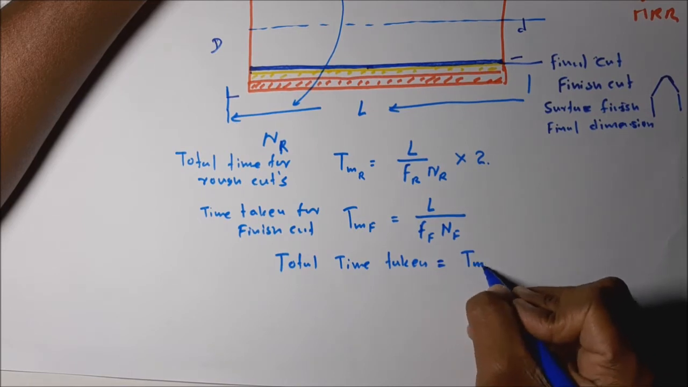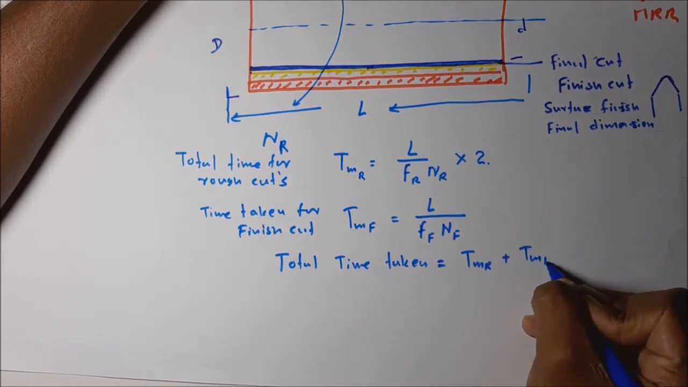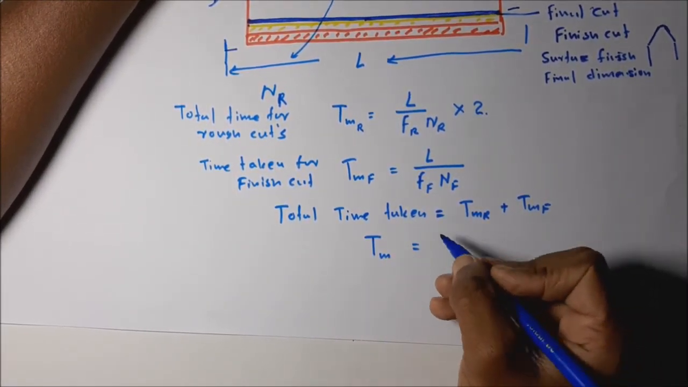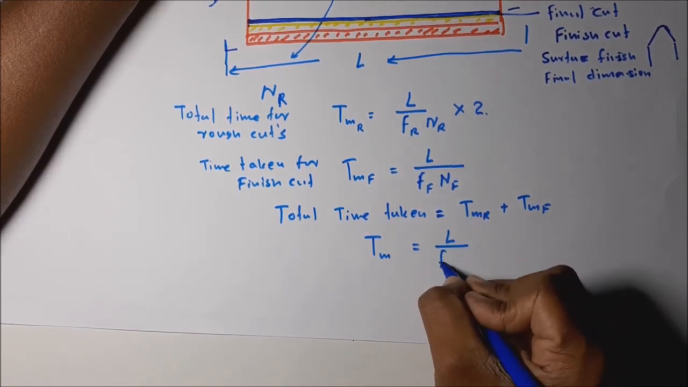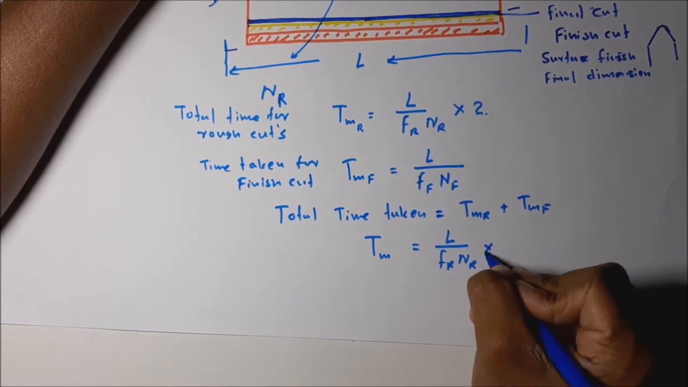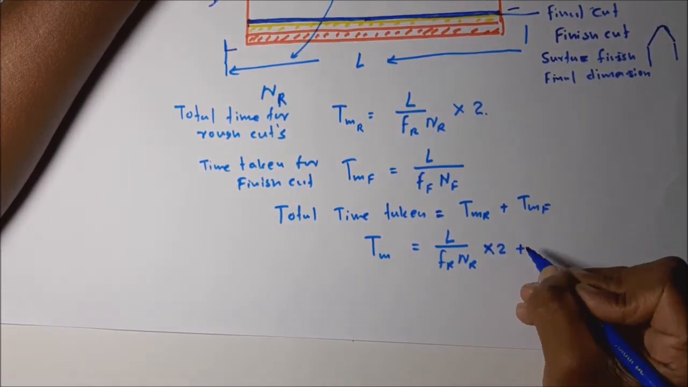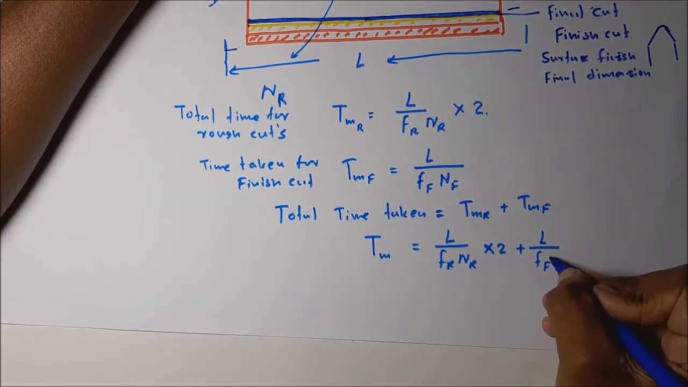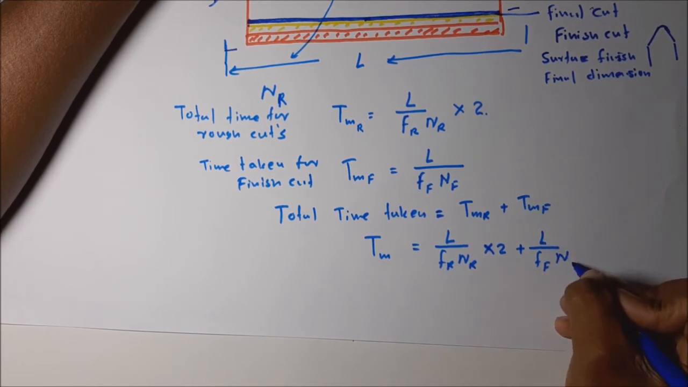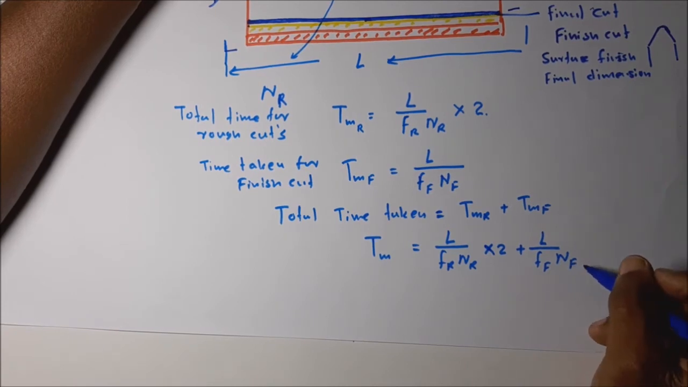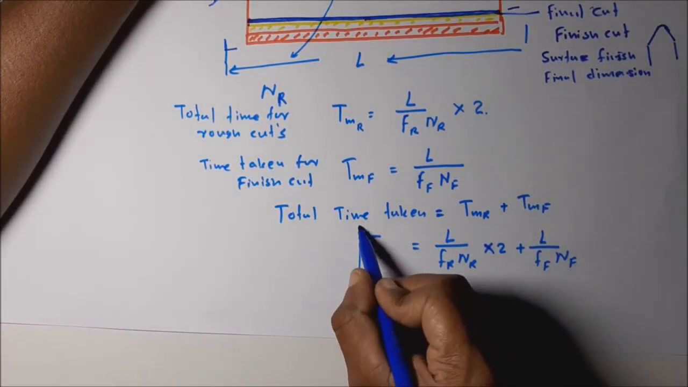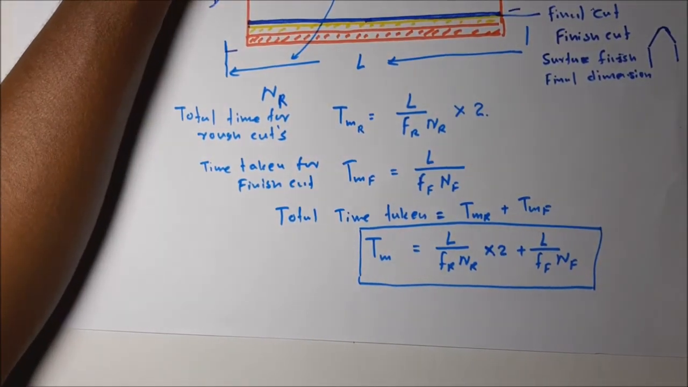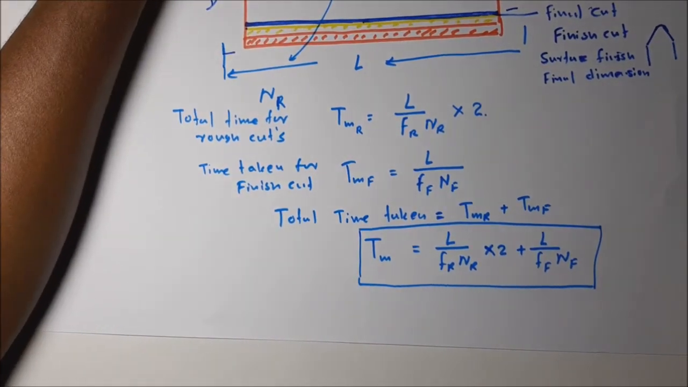TMR plus TMF. So what is the value? Total machine time is equal to L divided by FR times NR into 2, because we are using two rough cuts, plus L divided by FF, the feed rate for the finish cut, times NF, the rotational speed for the finish cut. This is how we are calculating the total machine time for a certain machine operation.